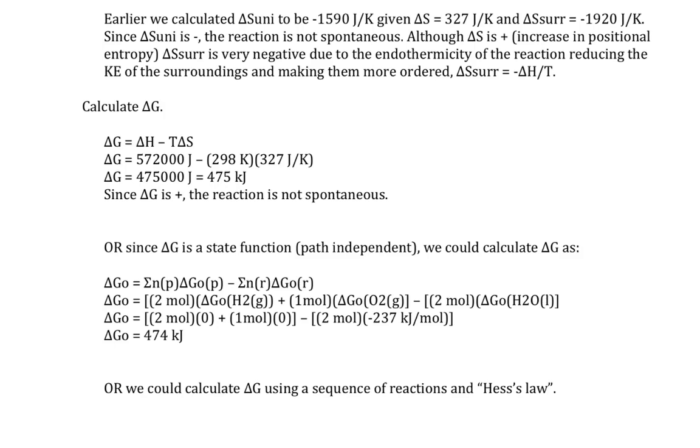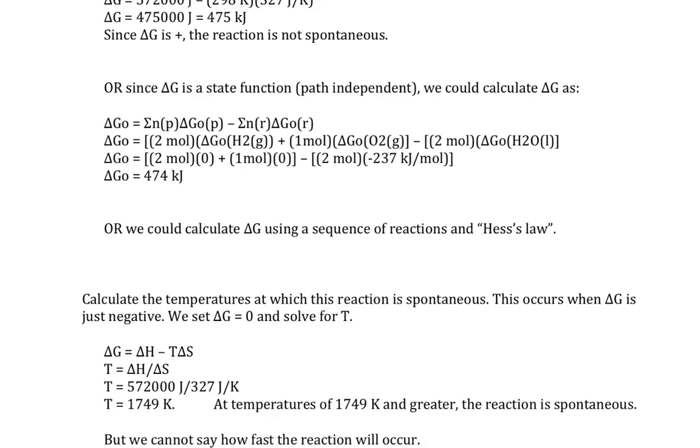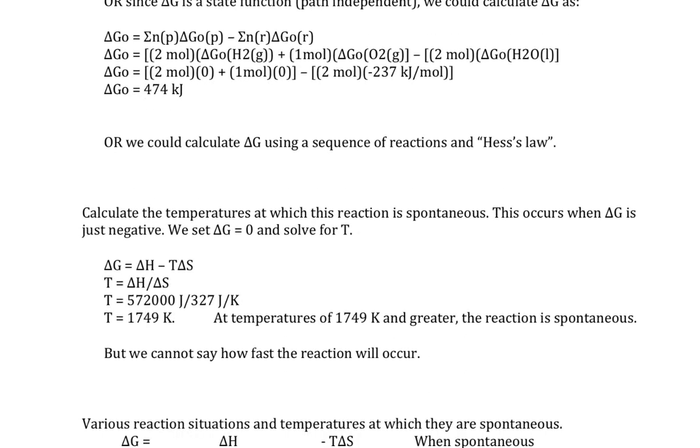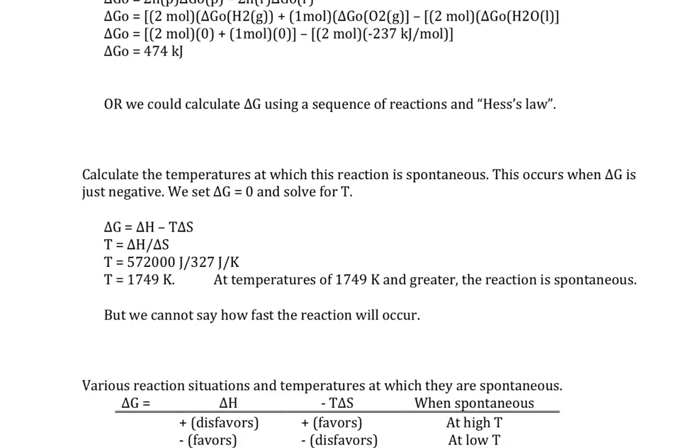We could also calculate delta G using a sequence of reactions and Hess's law. And I think on the exercise for this chapter, you either calculate delta S using Hess's law or delta G using Hess's law and a sequence of reactions. Okay, now that reaction is not spontaneous. We have established that by knowing delta S of the universe to be negative or delta G to be positive. So both indicate it's not spontaneous.